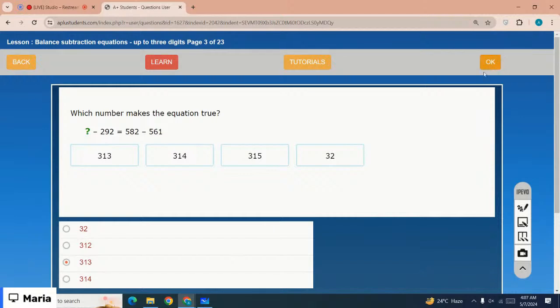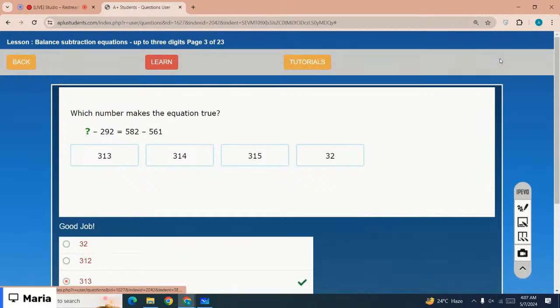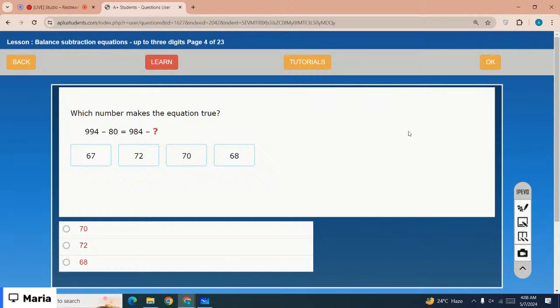Next one, you have to solve and answer on your own, right? Okay, which number makes the equation true? Solve the question on your notebook and write the answer over here.